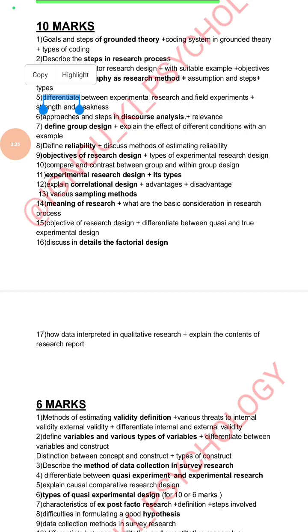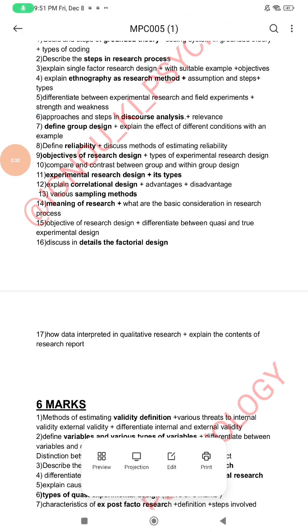Question number 5: differentiate between experimental research and field experiments, and also mention the strength and weakness of field experiment. See, experimental research is what we conduct in the lab. In field experiments the aspects are the same, but we conduct them in a very naturalistic environment. So prepare this comparatively. That is also given in IGNOU material. So this topic is also very important.